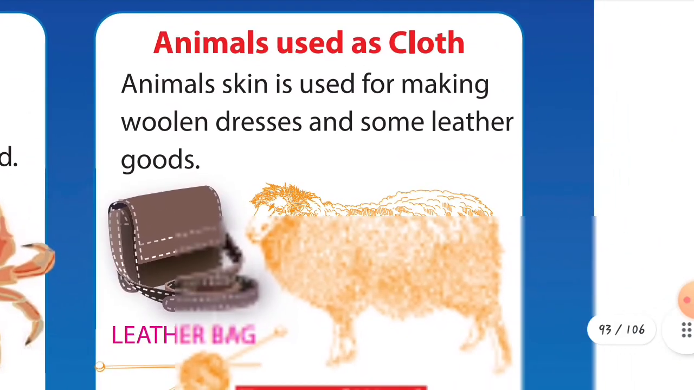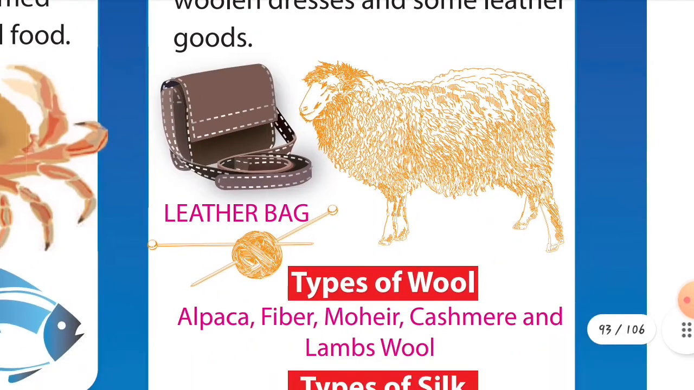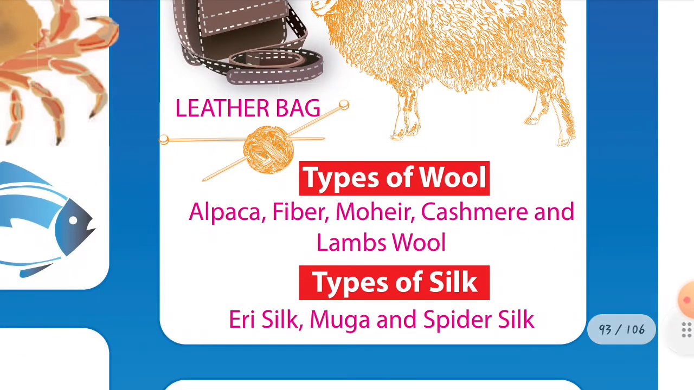Animals used as cloth. Yes, used as leather bags. So animal skin is used for making woolen dresses and some other leather goods. And types of wool: alpaca fiber, mohair, cashmere and llama wool.